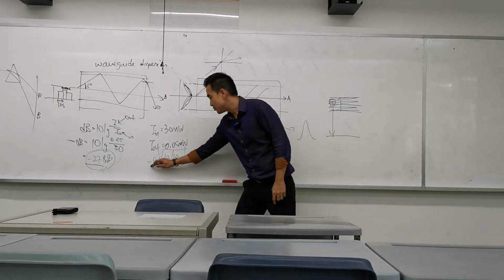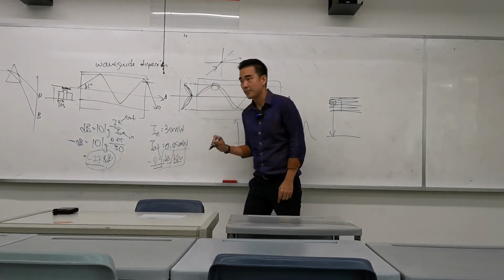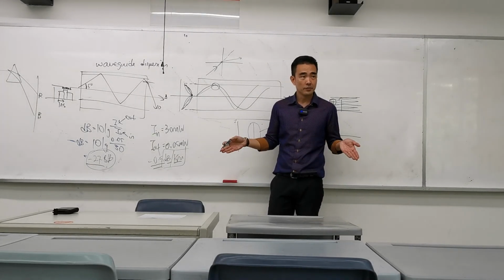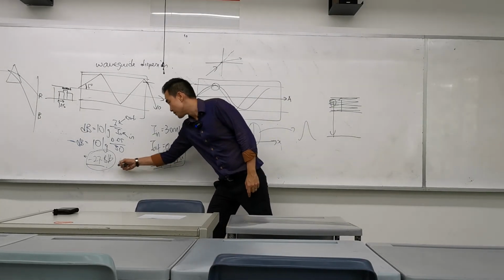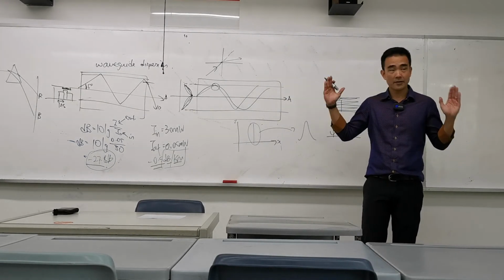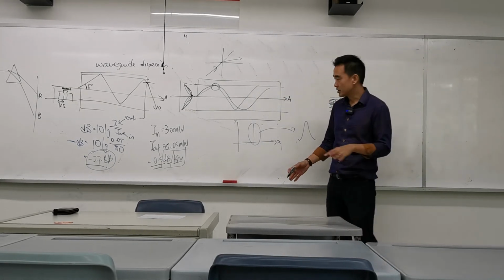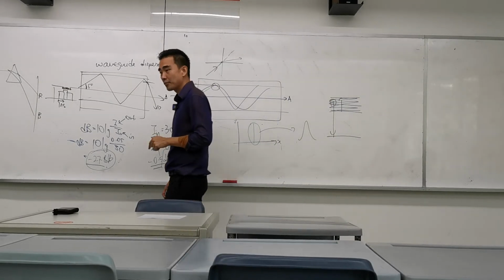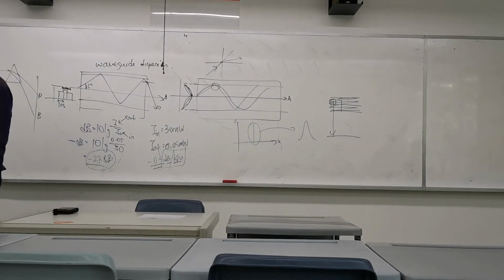But the cable attenuates 0.5 dB per km. So how do I find the length? Exactly. You take this divided by this, and you get the length of the cable that you need, the maximum length before you have to have a repeater station. So it's about 55.6 km. Yeah, so every 55.6 km, you need to have a repeater station.